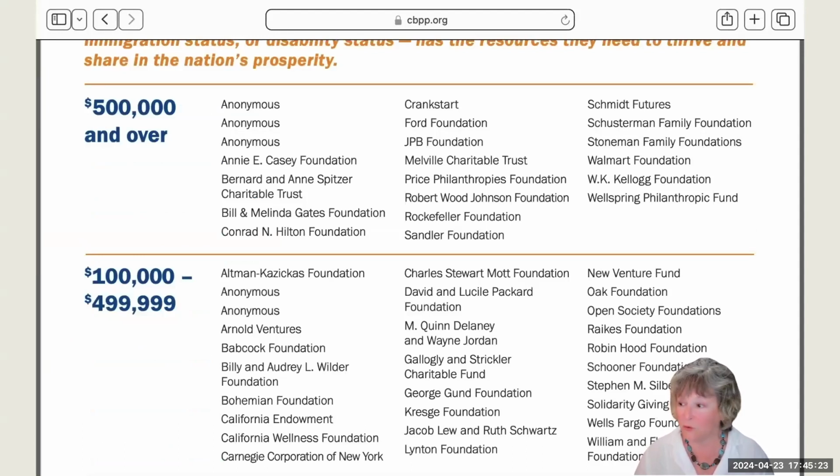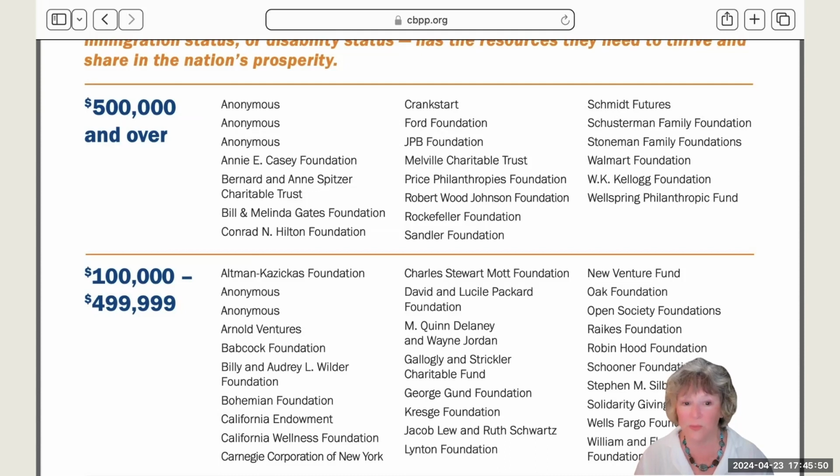And you can see if you scroll down, it goes all the way down to $10 donors. But the big money donors range from the Bill and Melinda Gates Foundation to Walmart Foundation to Kellogg to Wells Fargo Foundation. So there are many large foundations that are contributing to this. So you can kind of get a glimpse that it's not some kind of hidden pack that is funding it.